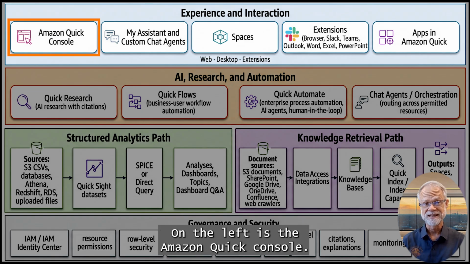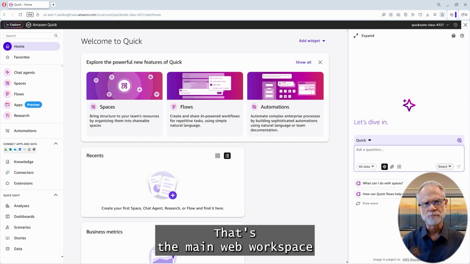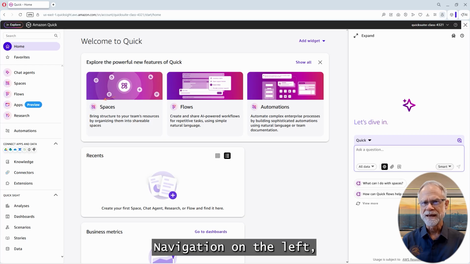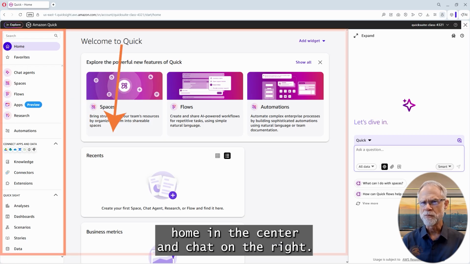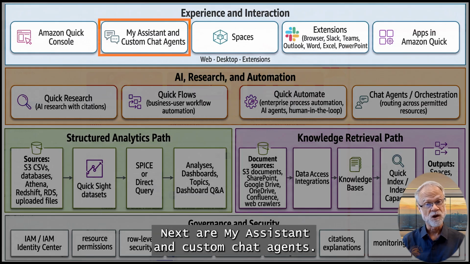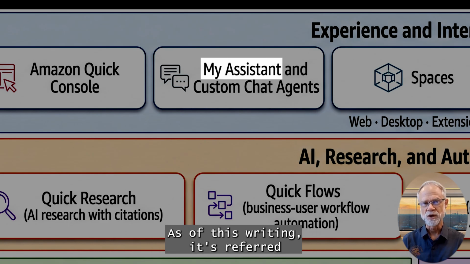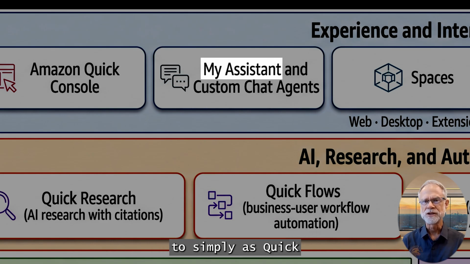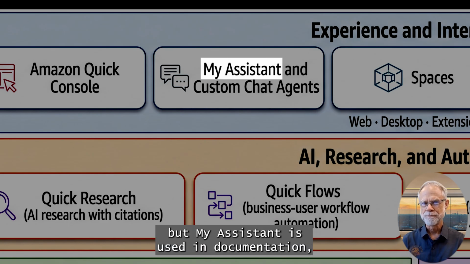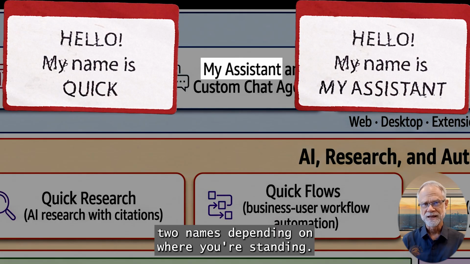On the left is the Amazon Quick console. That's the main web workspace we previously reviewed. Navigation on the left, home in the center, and chat on the right. Next are My Assistant and custom chat agents. My Assistant is the default chat agent as of this writing. It's referred to simply as Quick in the interface, but My Assistant is used in documentation. So it answers to two names, depending on where you're standing.